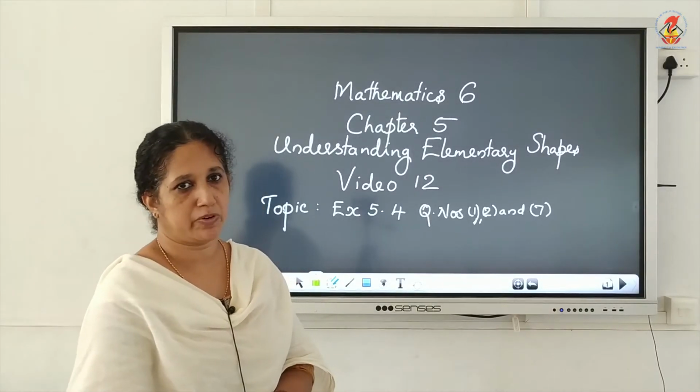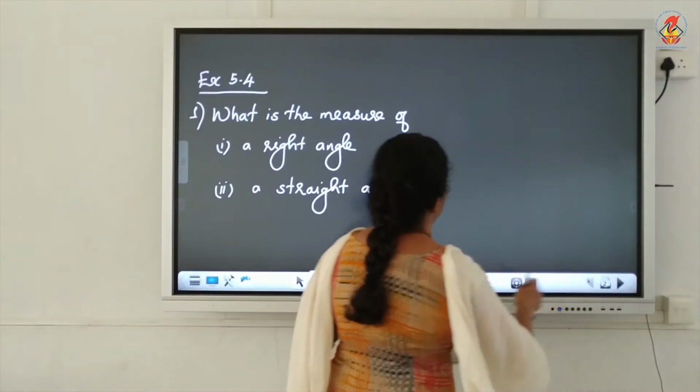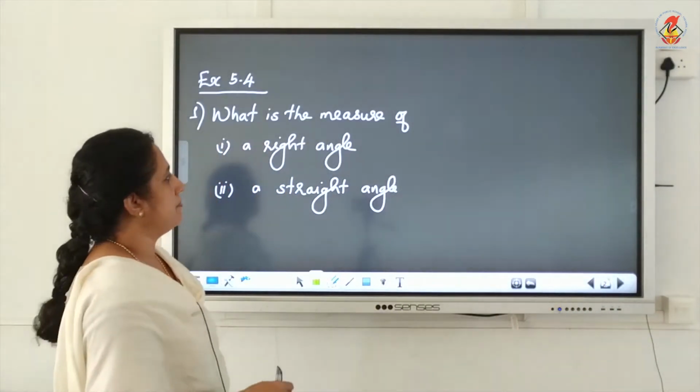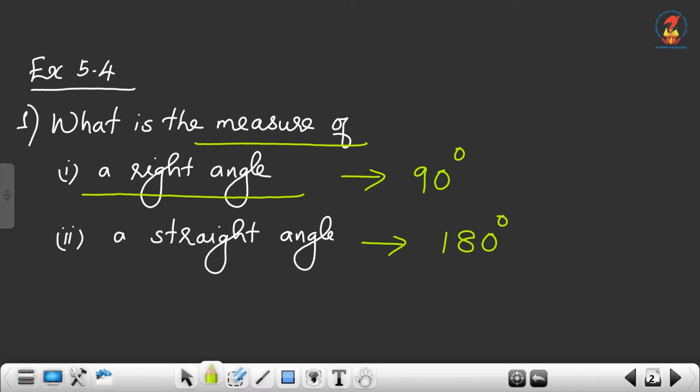Exercise 5.4. We can do the problems given in exercise 5.4. Now first question, what is the measure of a right angle? All of you know. 90 degree. So the measure of a right angle is 90 degree. What is the measure of a straight angle? The measure of the straight angle is 180 degree. Straight angle means 180 degree and right angle means 90 degree.